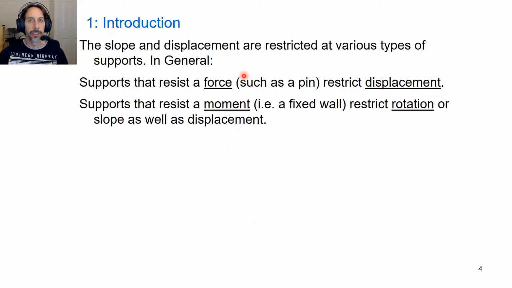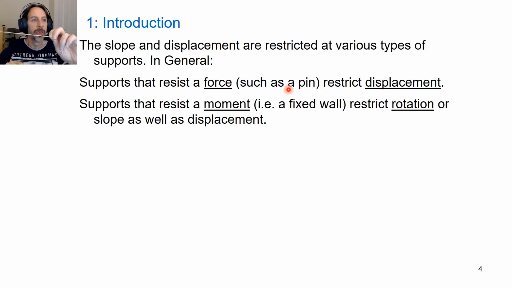Just a reminder, so this goes back all the way to Introduction to Mechanical Engineering, or Mechanical and Mechatronics Engineering, where we first looked at equilibrium and looked at supports. So a support that resists a force, such as a pin, stops the point from moving. So if we have something like this, right, here in my left hand, so you'd see it on the right. This support stops the beam from moving left or right and up and down, but there's still rotation allowed.